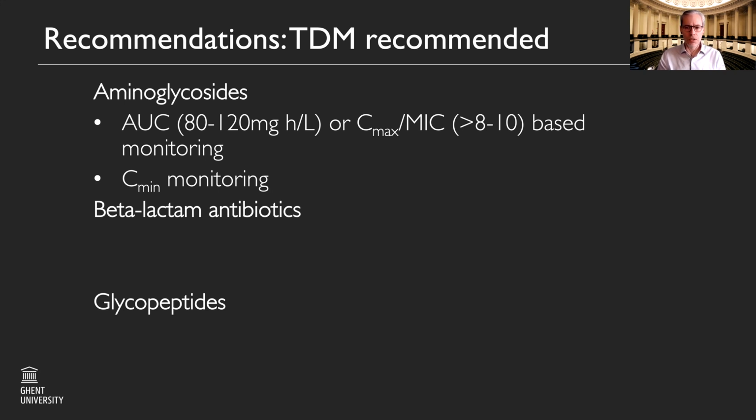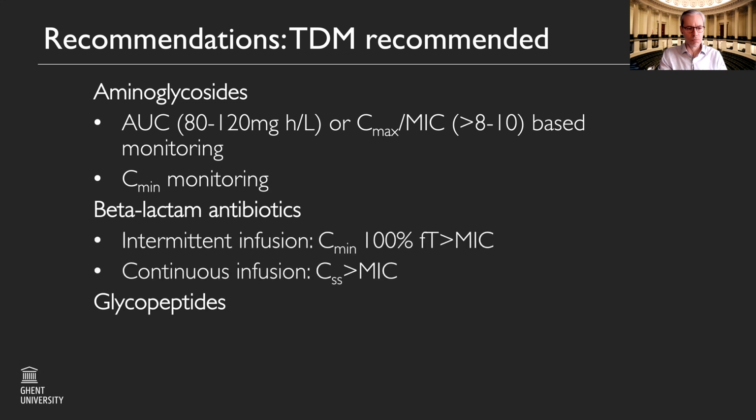Over the MIC, you only need a single sample. The minimal concentration monitoring is important for toxicity, of course. For beta-lactam antibiotics, it depends on the mode of administration. If you use intermittent infusion, then minimal concentration monitoring is recommended to make sure you have a concentration above the MIC for 100% of the time of exposure. Whereas for continuous infusion, of course, the steady state should be higher than the MIC. There's a lot of debate ongoing whether it should be one or multiple times the MIC.